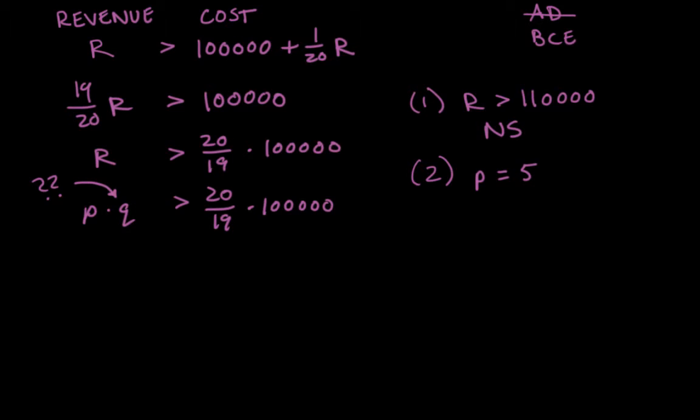Now let's look at statement 2 by itself, which tells us that the price of 1 unit was equal to 5. So I'm going to throw that in my inequality here. I get 5Q is greater than 20/19ths times 100,000. I get Q is greater than 20/19 times 5 times 100,000.